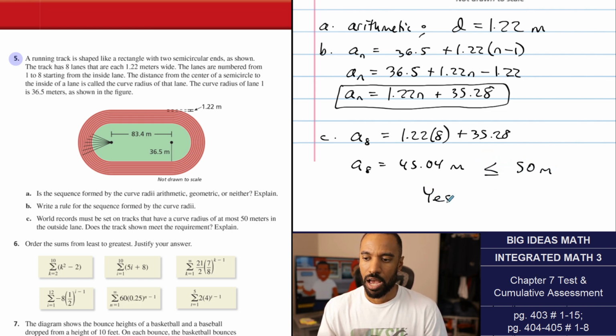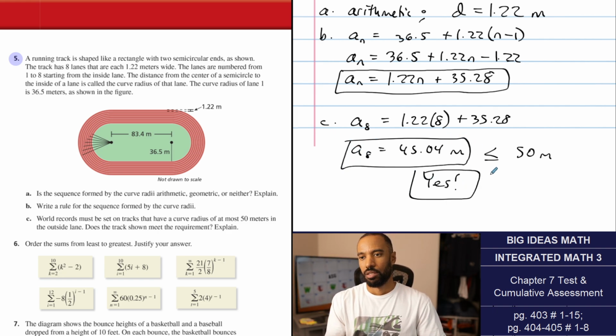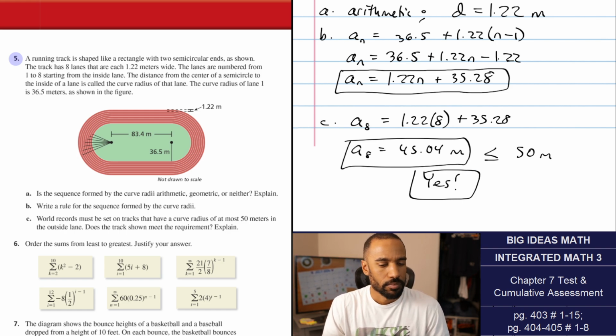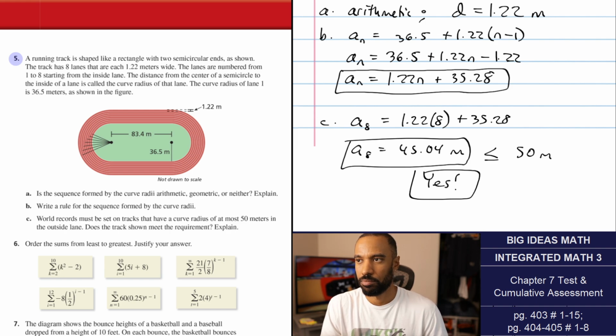So yes. I'm not writing a full sentence, but yes, because that's less than or equal to 50. I wonder why. Oh, I get it. If you had a track that was wider, then you're running straighter for longer, your curves are less sharp. So in that sense, I guess they need something more standard in that way.